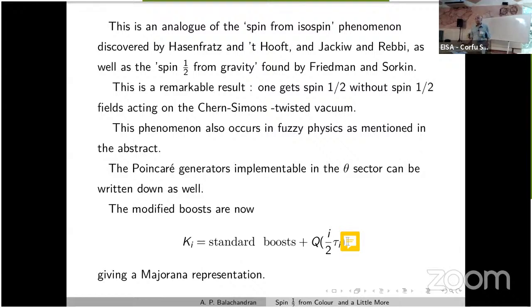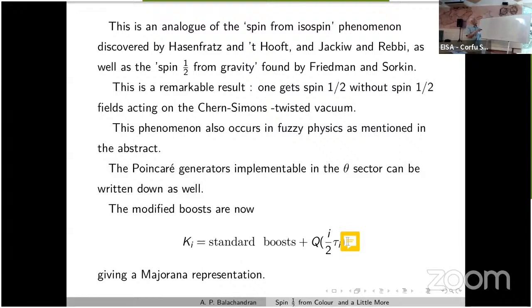That paper is titled Spin Half from Gravity. I think it is one of the most remarkable papers I have seen, and maybe it will come back as we keep going. So we have borrowed this title from Friedman and Sorkin. I think this is a somewhat unexpected result because we have got spin half without spin half. There is no spin half field in the problem, but acting on the Chern-Simons twisted vacuum, we get spin half.